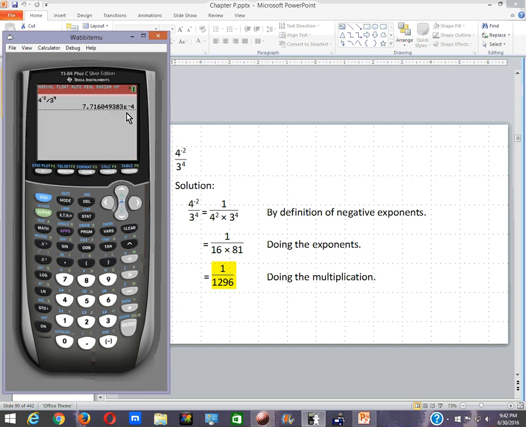Now notice I've got this weird looking thing, so to make it into a fraction, press math, and then the first choice says go to a fraction, so enter, and then enter again. I get 1 over 1,296, same thing we got here. Let me clear all that out.